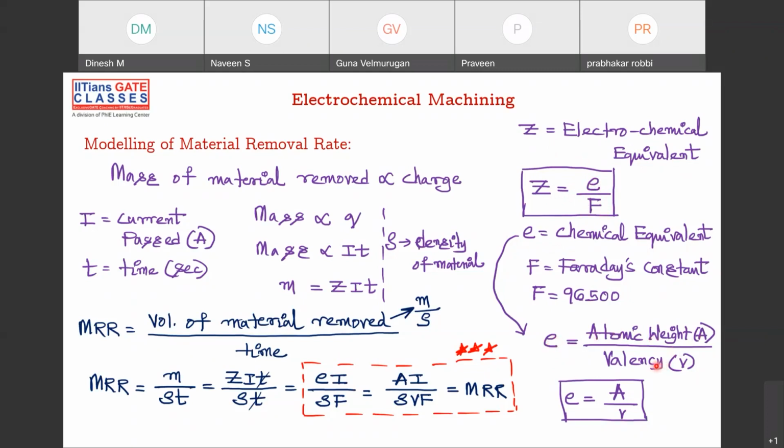What is valency, sir? Anyone? What is valency? If we have some material, what is the valency of that material, whatever it is?